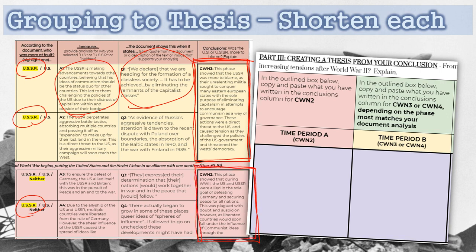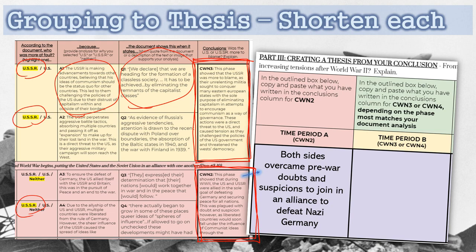So basically the idea is that you're taking these conclusions, these categorizations, and you're going to try to simplify this as best as you possibly can here. Okay? And so say, for example, we're going to go ahead and use this sequence of documents right here. So it shows that during the war, and this is what everybody's going to begin the narrative essay on, is that in World War II, both sides cooperated, right? And so you can shorten this part up and basically state that both sides overcame pre-war doubts and suspicions to join in an alliance to defeat Nazi Germany. Okay, so that's something you're going to begin your thesis with.